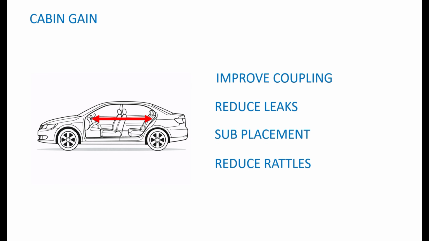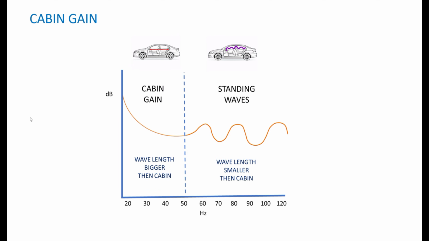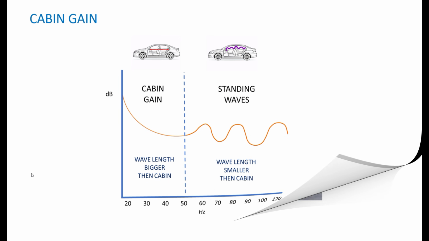So as I said before, cabin gain and standing waves are related around a particular frequency, which changes the behavior of the acoustics in your cabin, which is largely dictated by the length, but typically the whole dimensions of your vehicle. So there you go.